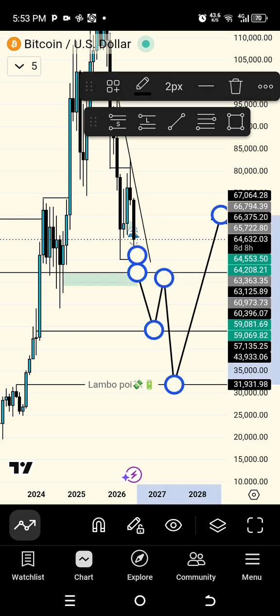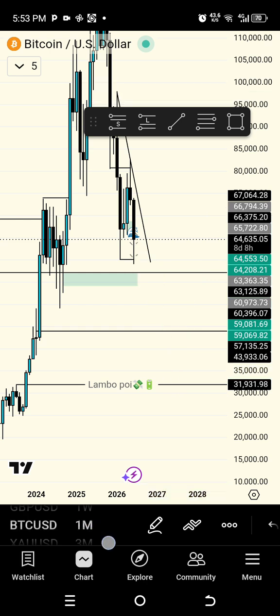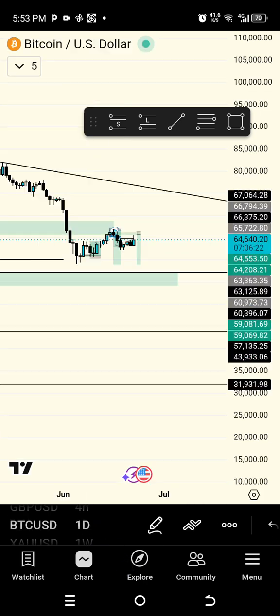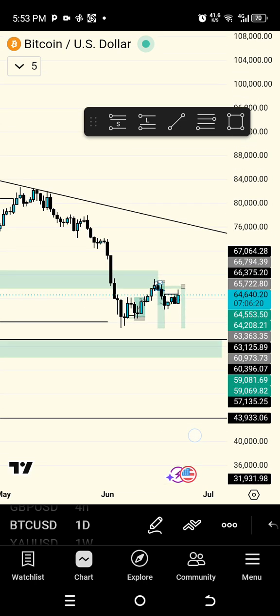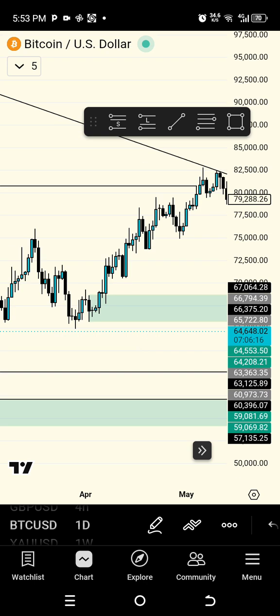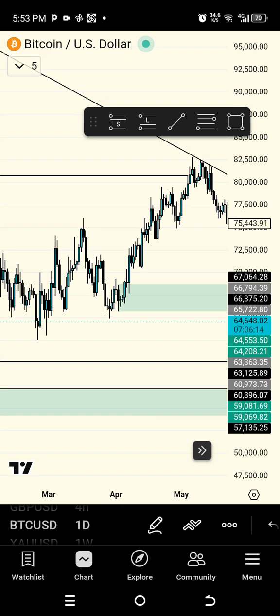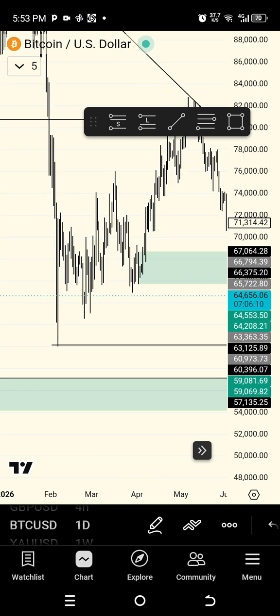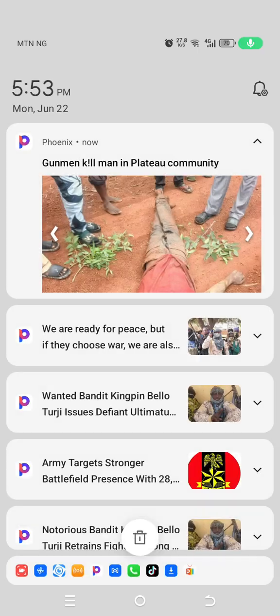So to the daily time frame now. This is the daily time frame, and price gets to this POI here, this breaker block. Toni students, today is Monday, June 22.